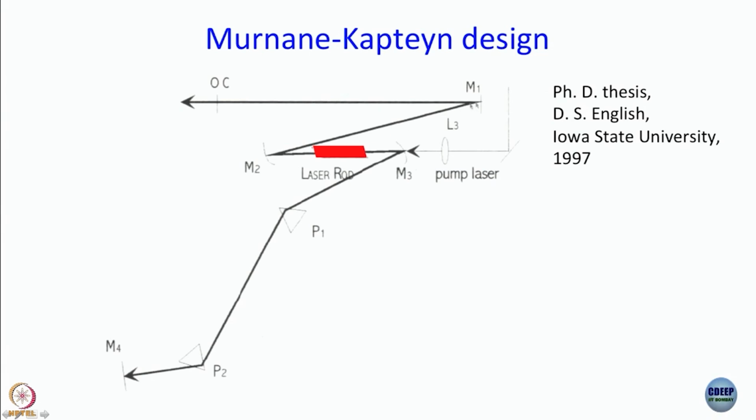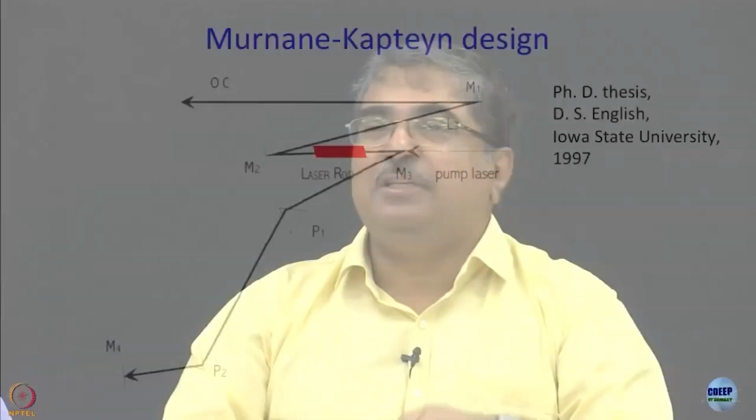From M2 it goes to M1. Again M1 is a plane mirror, and then it goes to an output coupler, which is a partially reflecting mirror through which you get the laser out. Okay. Quite a simple design, not very difficult to make, provided you have all the distances right. And the reason why the Kapteyn Murnane kit became such a hit is that everything was specified. So, it was like Lego, you have to put things together in the right place and you have your laser.